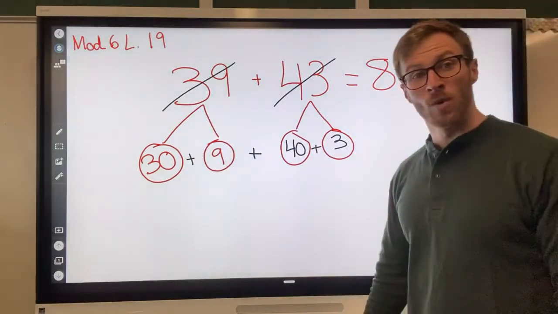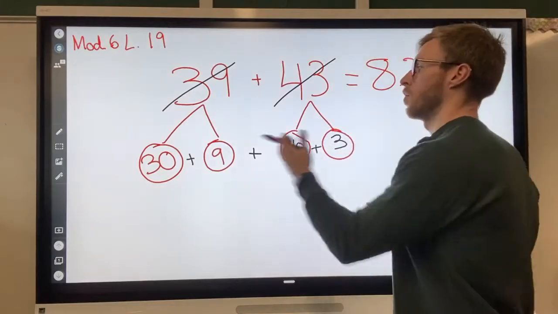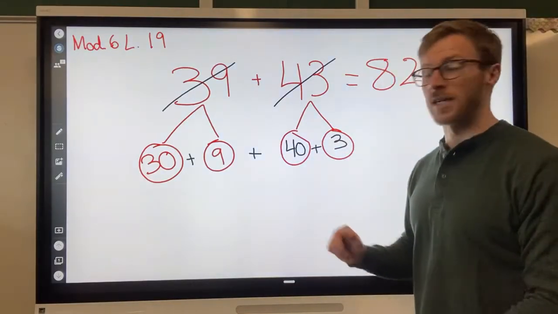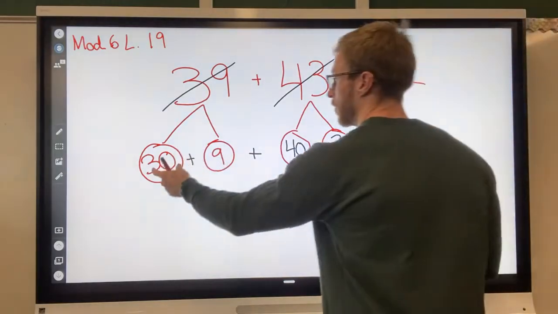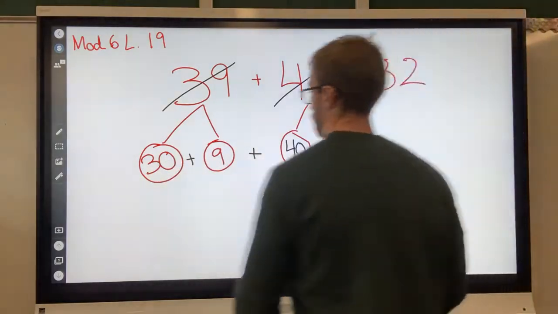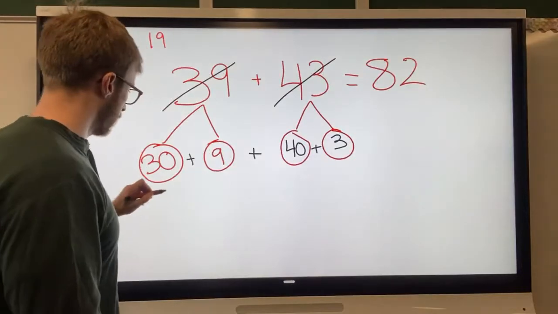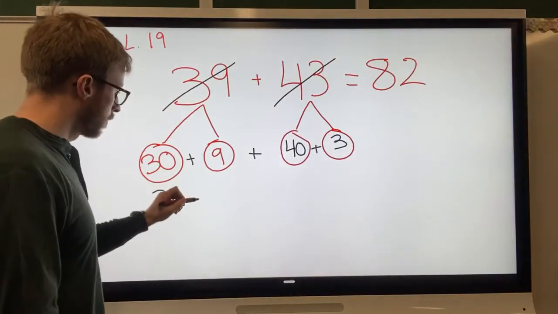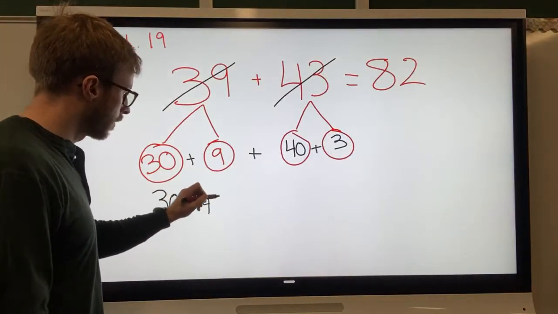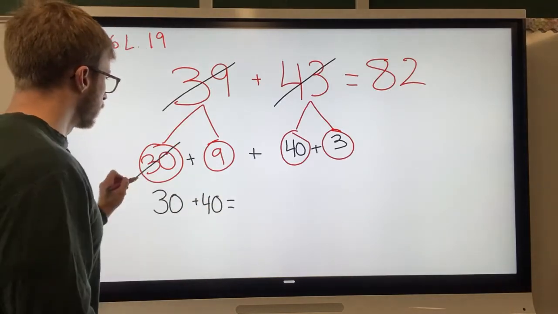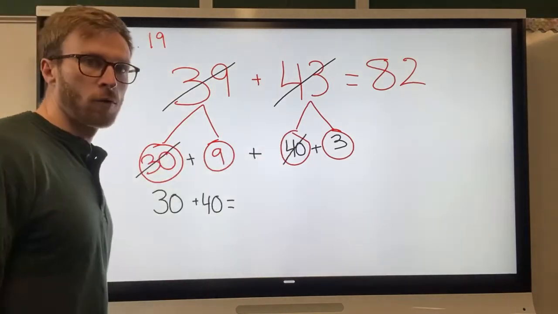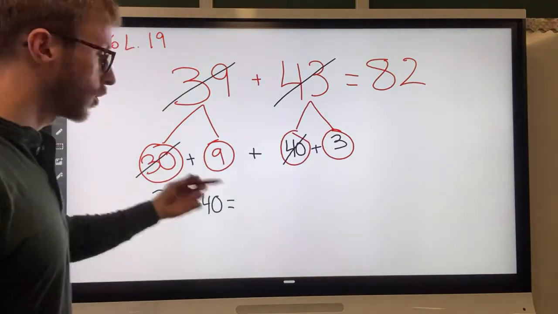However, remember, when we're adding, it doesn't matter what order we add in. I don't have to add 30 plus 9. I'm going to add my tens. 30 plus 40. Okay, so I'm going to bring these down here. 30 plus 40 equals. Okay, so there, I used my 30. I used my 40. So let's do 30 plus 40.